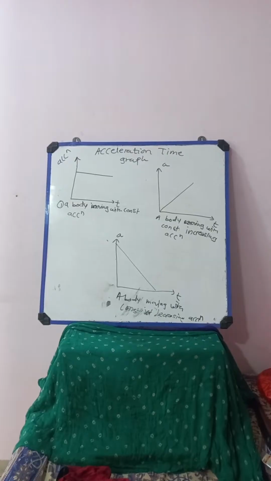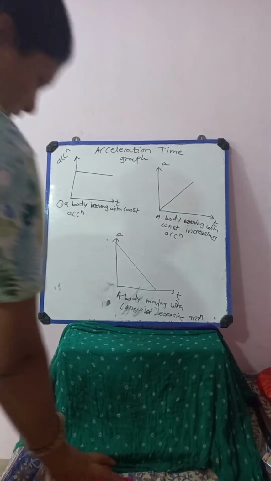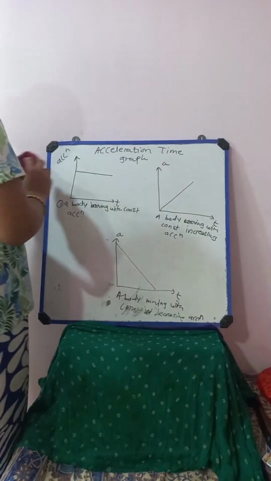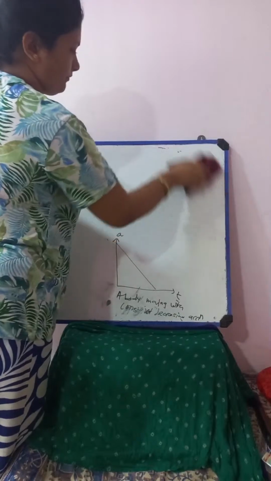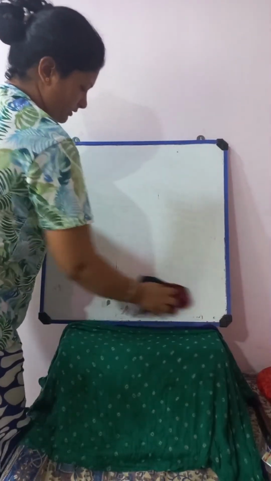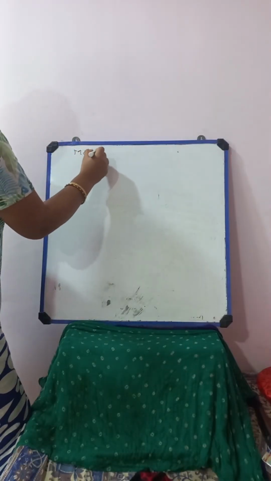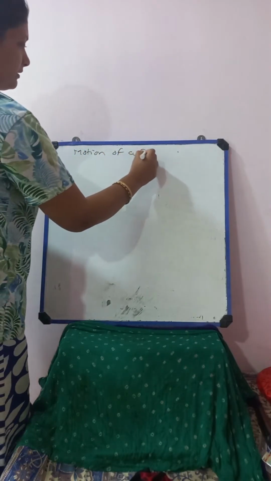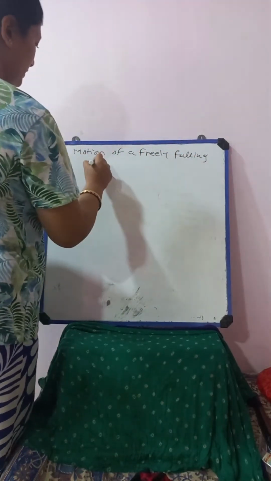I hope everyone took a screenshot. Now, motion under gravity. So motion under gravity means an object is freely falling. Give the heading: motion of freely falling objects. I hope everyone has copied this.